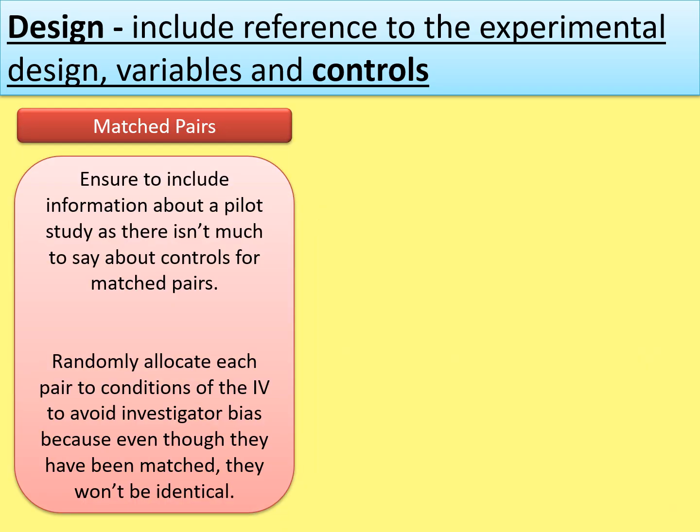If you chose match pairs design, then there's not an awful lot to say about the control measure for that. So the first thing is make sure, if you chose repeated measures, then definitely talk about the pilot study because there isn't an awful lot to say about the controls for match pairs. The only real control for match pairs is to randomly allocate each pair to conditions of the IV, and that will avoid investigator bias because even though they've been matched on all these personality variables, they still won't be identical.